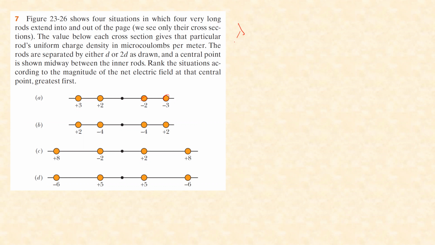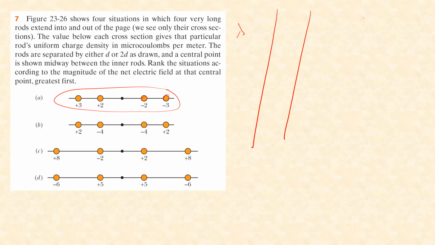Imagine it is like this: four long rods. We are just looking at their cross section here, and there's a midpoint here. We want to see what the electric field is at this point. The electric field is the vector sum of the individual electric fields of the long rods.